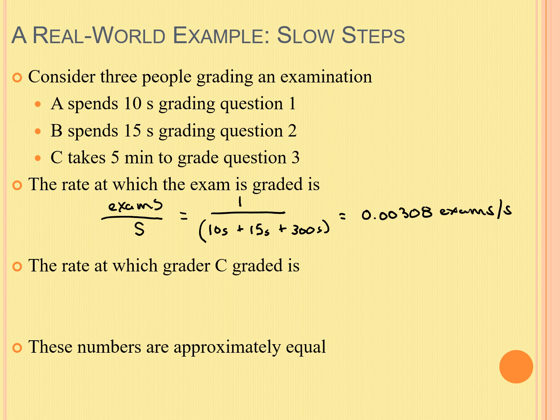All right, the next one asks the rate at which grader C graded is, well, they grade 1 exam per 300 seconds, which is a rate of 0.00333 exams per second. All right, and so what we're going to say here is these numbers are approximately equal. They're not great, but they're good enough for government work in our opinion, and so it's just a heck of a lot easier to go ahead and say the rate of our reaction is just going to be the rate of person C, as opposed to having to put in every single step along the way. We just do it for the slowest step when we calculate these.